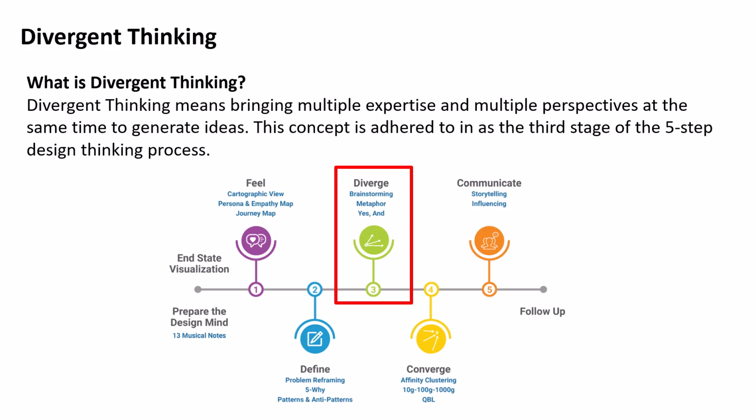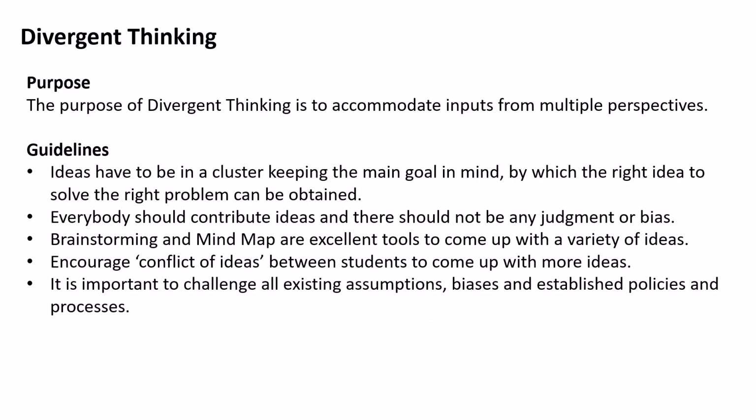The tools used in this phase are brainstorming, metaphor, random association technique, and yes and. This divergent thinking is to accommodate input from multiple perspectives. In divergent thinking, ideas have to be in clusters, with the goal in mind that the right idea to solve the right problem can be obtained. Brainstorming and mind map are excellent tools to come up with a variety of ideas. Everybody should contribute ideas and there should not be any judgment or bias. Encourage the conflict of ideas to come up with more ideas.